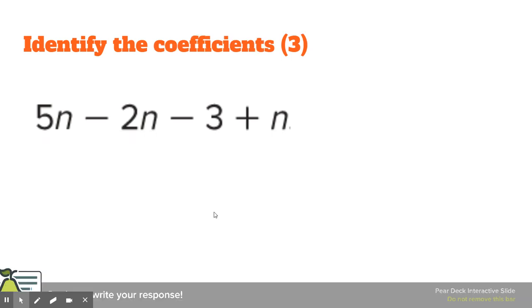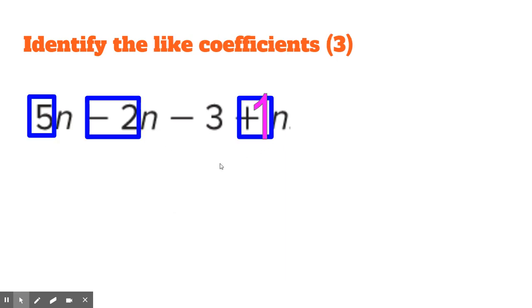Okay, identify the coefficients. And to remind you, the coefficients are the numbers in front of the variables. There are three of them. The n has a 1 in front of it. We can't forget that. So the coefficients are 5, negative 2, and a positive 1.